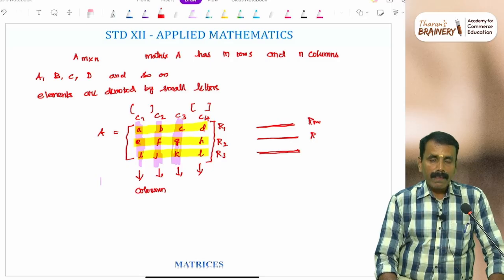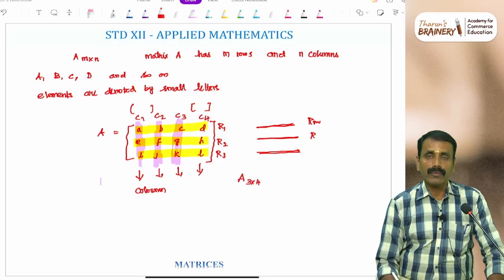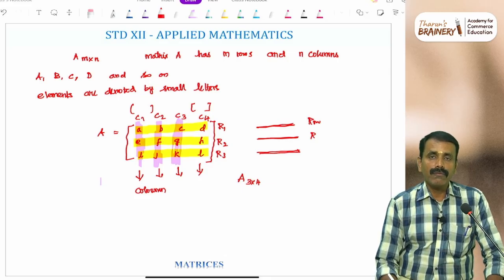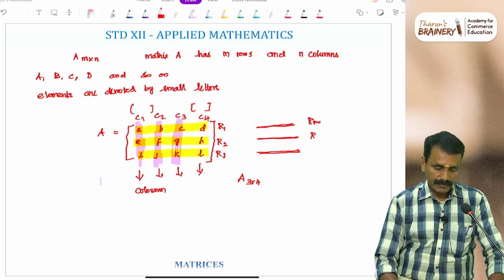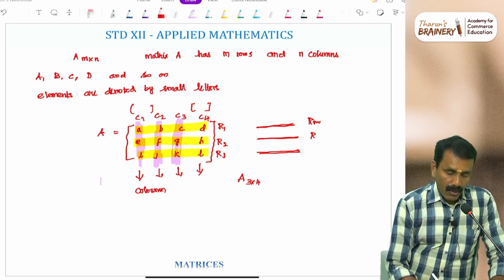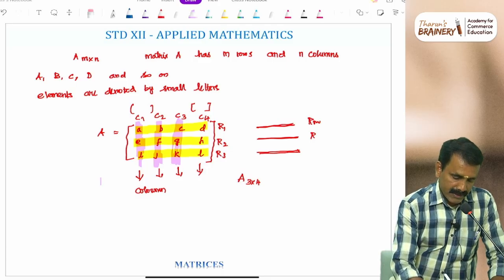So, if a matrix has 3 rows and 4 columns, then the matrix A is written as A suffix 3 by 4, which means it is going to have 3 rows and 4 columns. How to represent an element in a matrix? Representation of an element in a matrix.